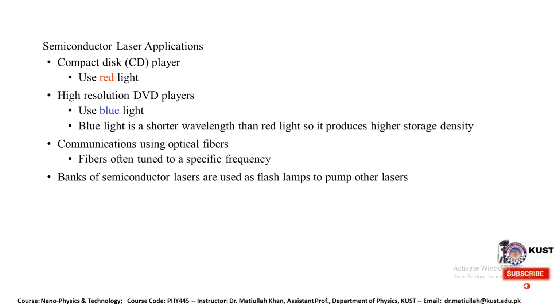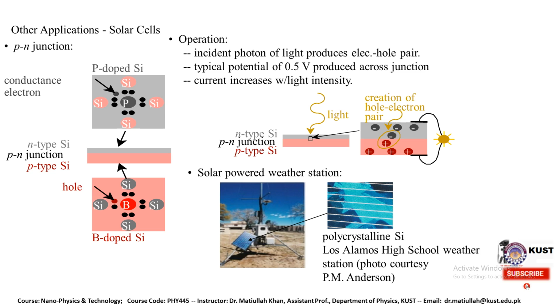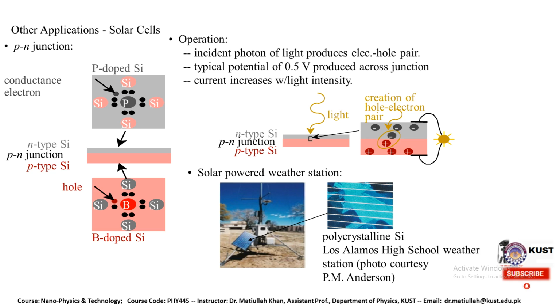We have a wide range of applications of laser, such as in CD players, high resolution DVD players, and fiber optics, and other applications in optical phenomena where light emitting diodes are used. So we have interesting applications of laser where it is widely used. This is something about the optical properties and a discussion of how they are related to the band structure of the material.